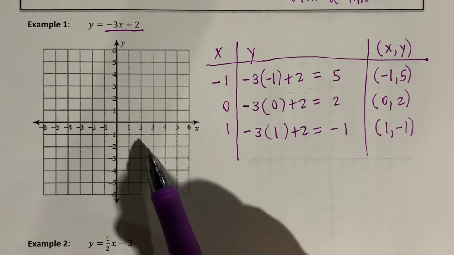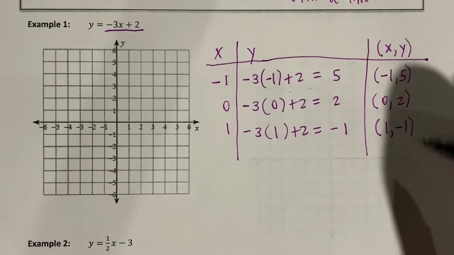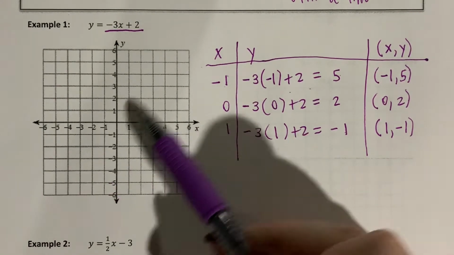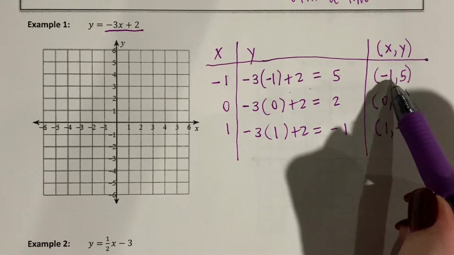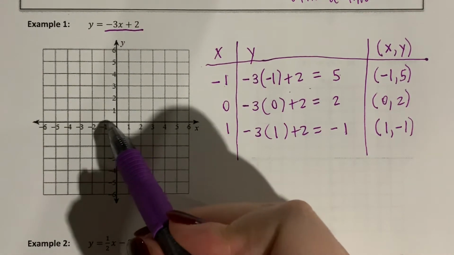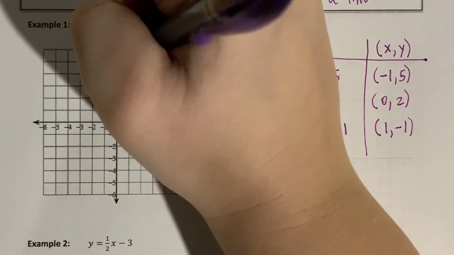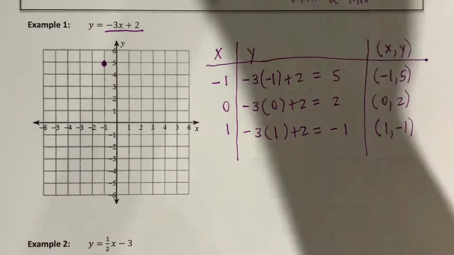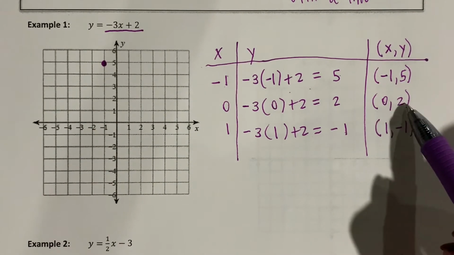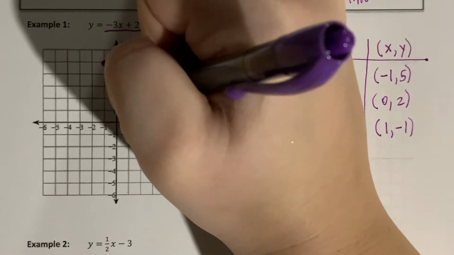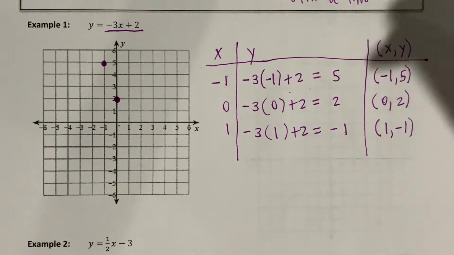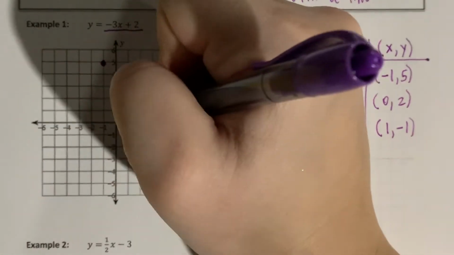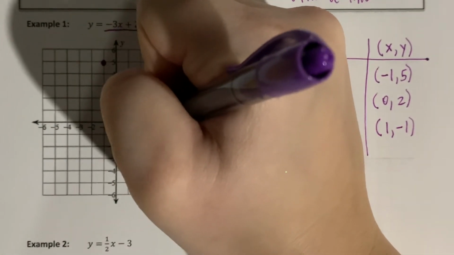So now that we have our 3 ordered pairs, we need to plot these ordered pairs. This is our last step. Plot the x, y ordered pairs, and then we'll have 3 points on our graph, and we'll have to connect those points with a line. So my first ordered pair, -1, 5. So when x is -1, y is up here at 5. 0, 2, when x is 0, y is 2. And then lastly, when x is 1, y is -1, or 1, -1.